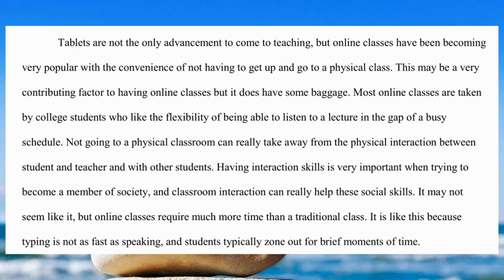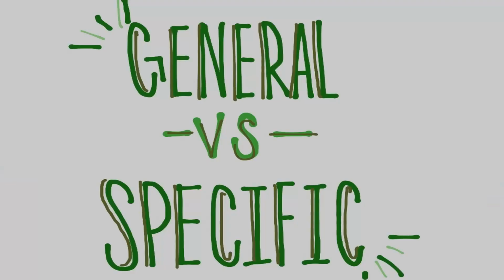"Not going to a physical classroom can really take away from the physical interaction between students and teacher and with other students. Having interaction skills is very important when trying to become a member of society, and classroom interaction can really help those social skills. It may not seem like it, but online classes require much more time than traditional class. It is like this because typing is not as fast as speaking, and students typically zone out for brief moments of time." This has some balance between talking about the students and talking about the framing technology. We still have a problem with it being general rather than specific.